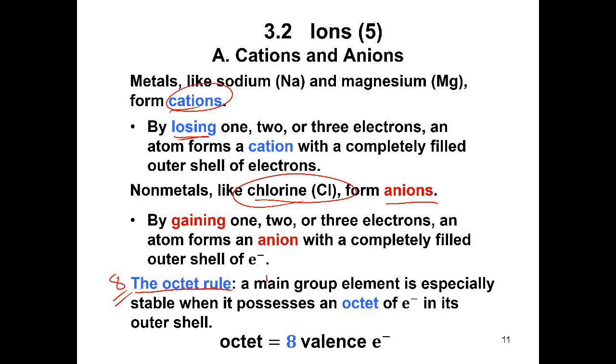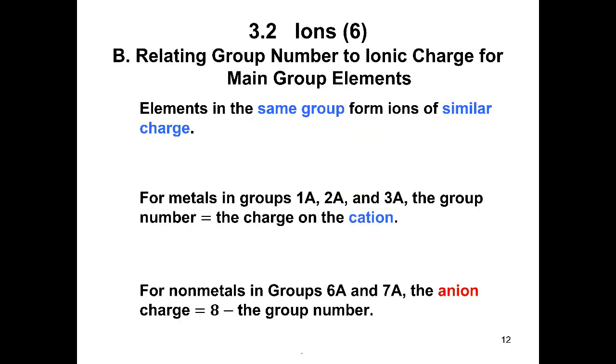The octet rule says that the main group element is especially stable when it possesses an octet, or 8 electrons, in its outer shell. So when it has an octet, it has 8 valence electrons, which is just like the noble gases, which have their full shell, which are what these things are going to strive to be.